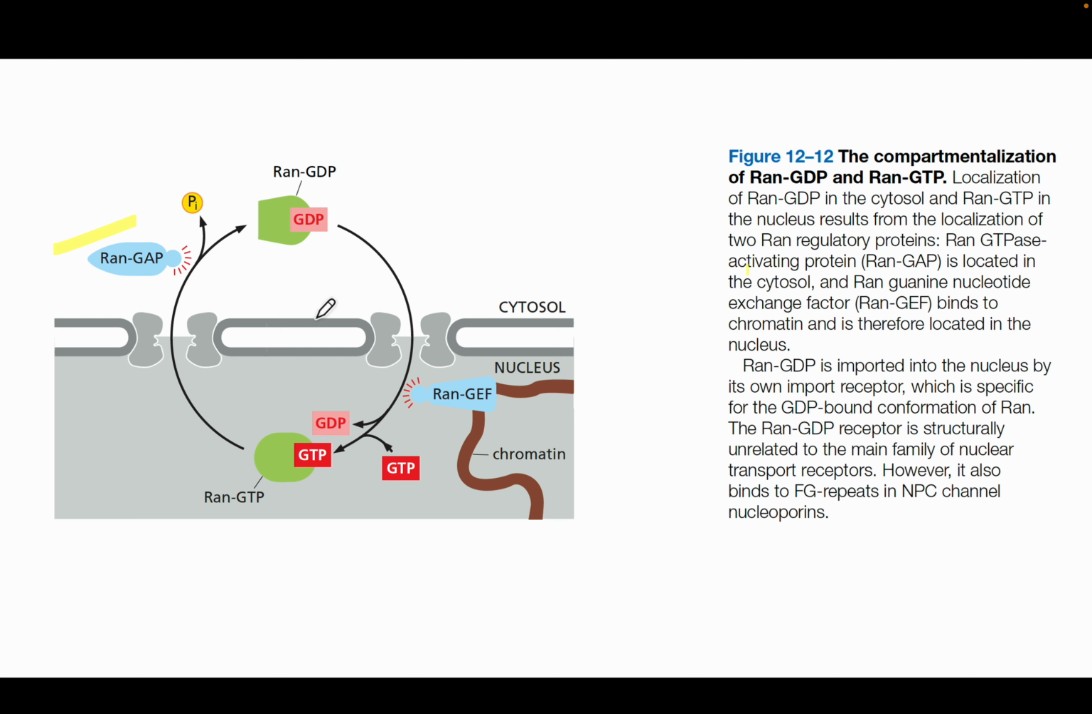RAN-GDP is imported into the nucleus by its own import receptor, which is specific for the GDP-bound conformation of RAN. The RAN-GDP receptor is structurally unrelated to the main family of nuclear transport receptors. However, it also binds to FG repeats in the NPC channel nucleoporins. Here you can see what is happening in RAN GEF: it helps in binding GTP to RAN and excluding GDP. And again, this RAN-GTP, when it goes to the cytosol, RAN GAP hydrolyzes the GTP and RAN-GDP is formed.